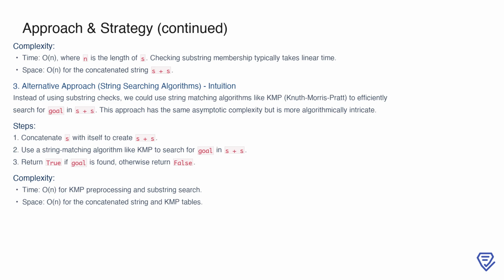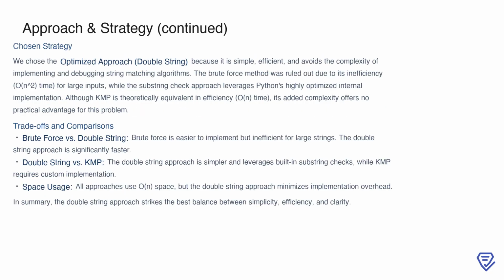However, it introduces additional complexity in implementation, as it requires constructing and using auxiliary data structures like the prefix table. While theoretically equivalent in efficiency to the double string method, KMP is more intricate and less practical for this problem. Among the approaches considered, we ultimately selected the optimized double string method due to its simplicity, efficiency, and ease of implementation. The brute force approach, while intuitive and easy to code, was ruled out because its O(n²) time complexity makes it impractical for larger inputs.